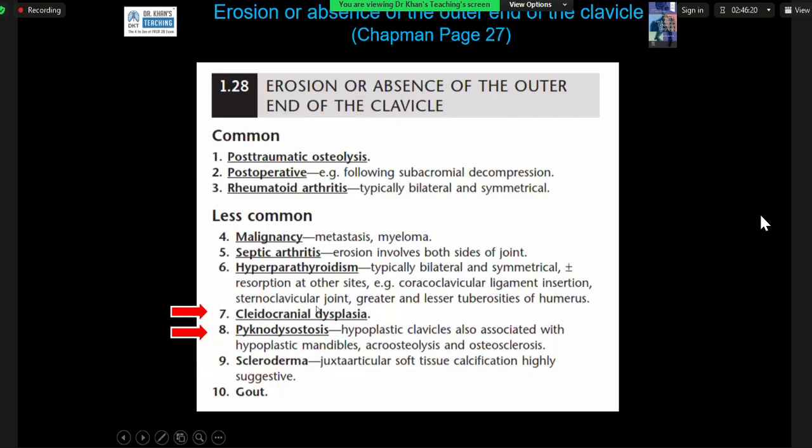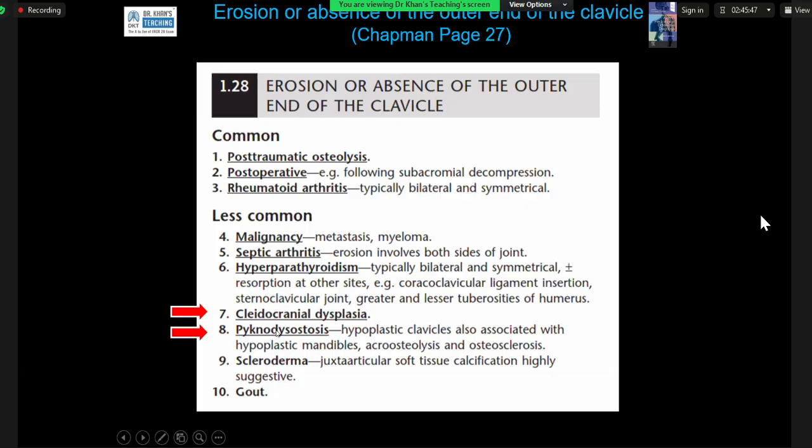So then two things in the differential diagnosis, both of them are congenital dysplasias. I think in the last session or the one before, I did show you cleidocranial dysplasia, and I told you that whenever you see a cleidocranial dysplasia case, you have to discriminate it from pycnodysostosis. Both of these can present with erosion or absence of the outer end of the clavicle, and both of them will have Wormian bones in the skull.